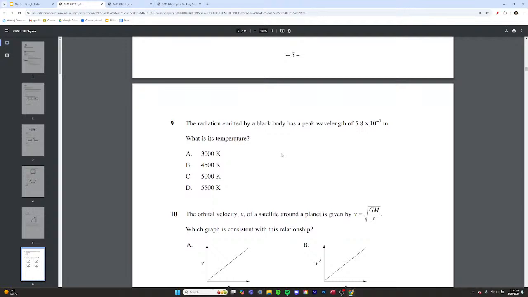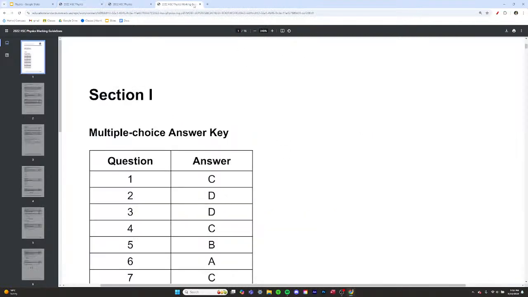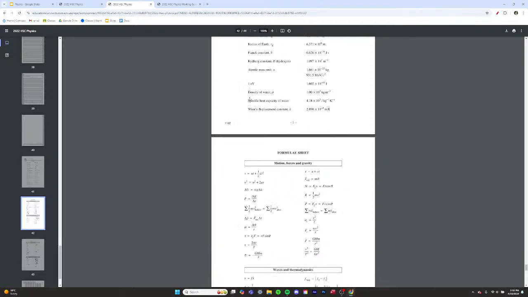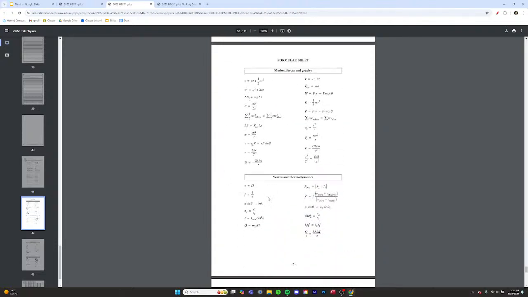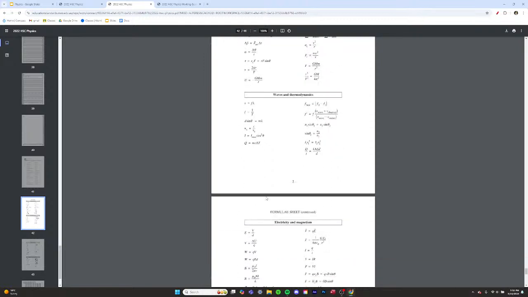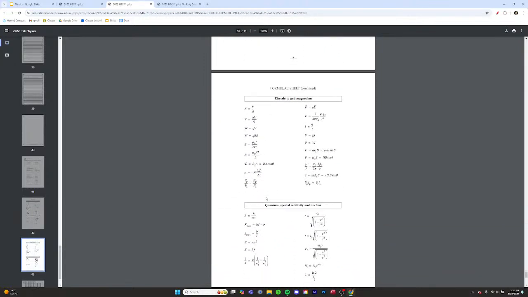Radiation by a black body has a peak wavelength of that. What is its temperature? So this is where you go in. No, this is where you go in here. Waves in thermodynamics. Is it here? I don't know. Here you go. So you want wavelength max equals B over T.